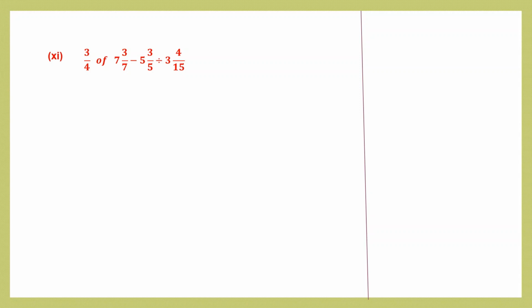Question 11. So here what do we have? We have off and then we have subtraction and division. So first off, then division and then subtraction. So first let's work out off. So let's do that in the working column. 3 by 4 off means into 7 3 by 7. So this is 3 by 4 into, now let's convert this. 7 sevens are 49 plus 3. 49, 50, 51, 52. So what do we have? 52 by 7.